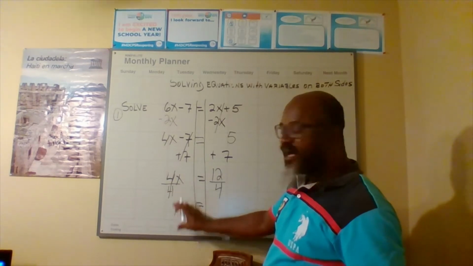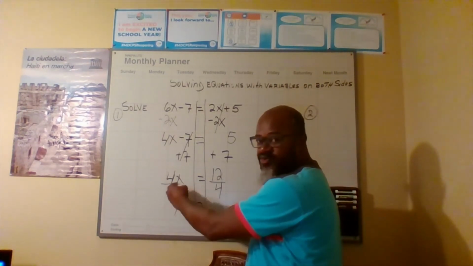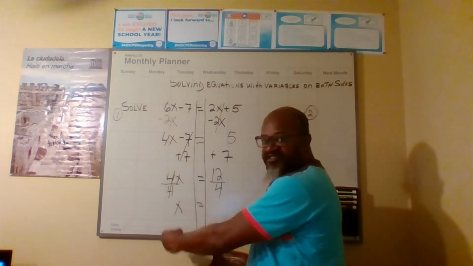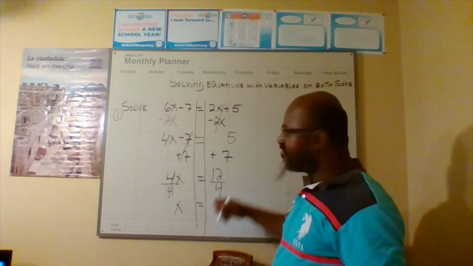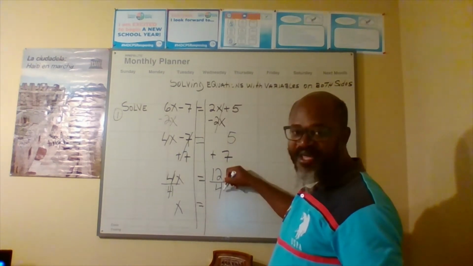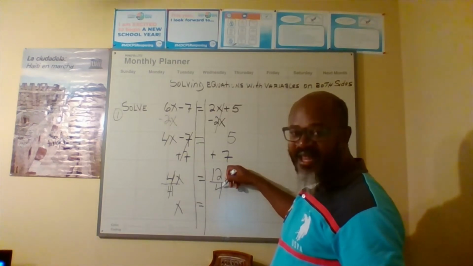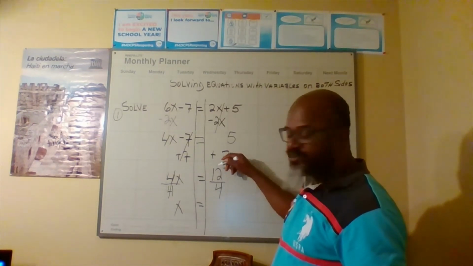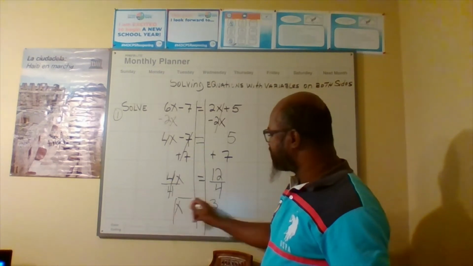Now you get x by itself, so you have an invisible 1. It is not necessary to put the 1 in front of the variable. If you don't see it, it's an invisible 1. That's our goal, to have x by itself. Now you have 12 over 4. You cannot leave it this way. You have to simplify that. So ask yourself, how many times does 4 go into 12? And the answer is 3. And this is your final answer.